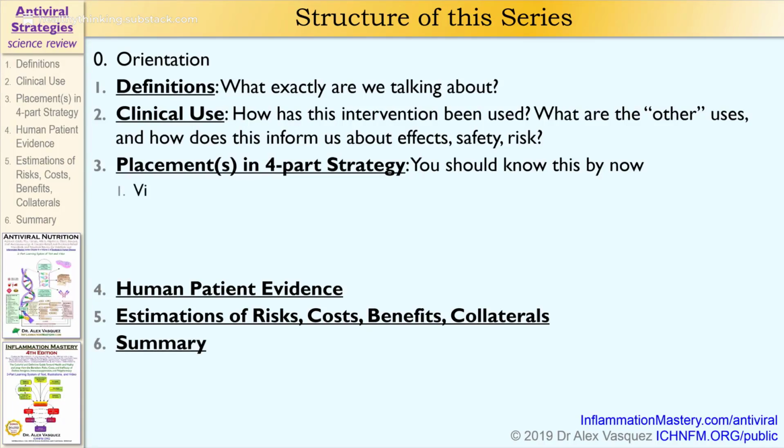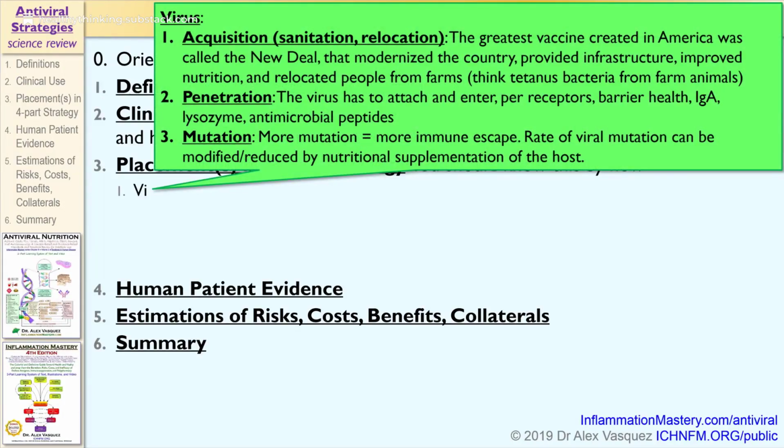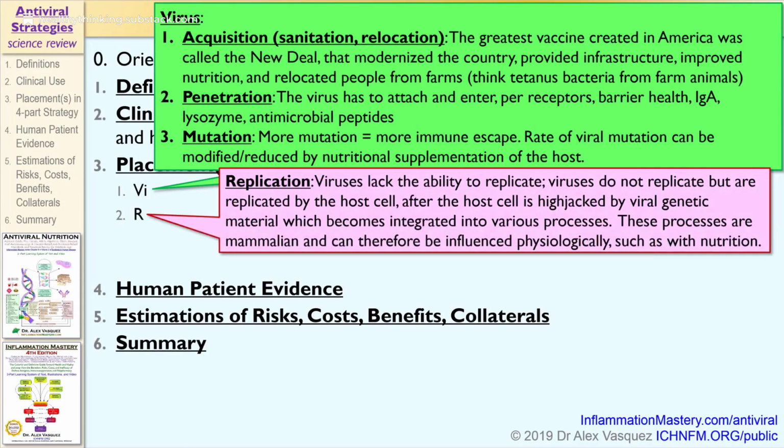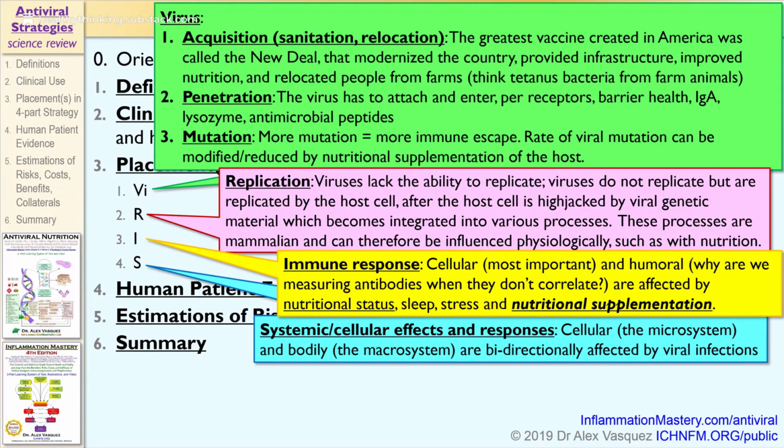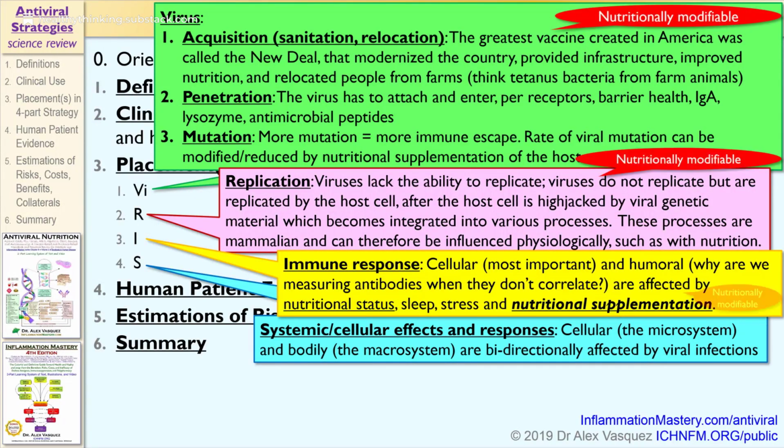But again, we have to place things within a workable model, and the model that I've presented is focusing on the virus, that is acquisition and penetration, also mutation. We can control that to some extent with nutritional supplementation, replication of that virus, the immune response, and the cellular and systemic consequences, which we can help strengthen through nutritional supplementation. So each aspect of a viral infection can be influenced favorably with the use of nutritional supplementation. And that's the benefit of this model, my model of viral infections.